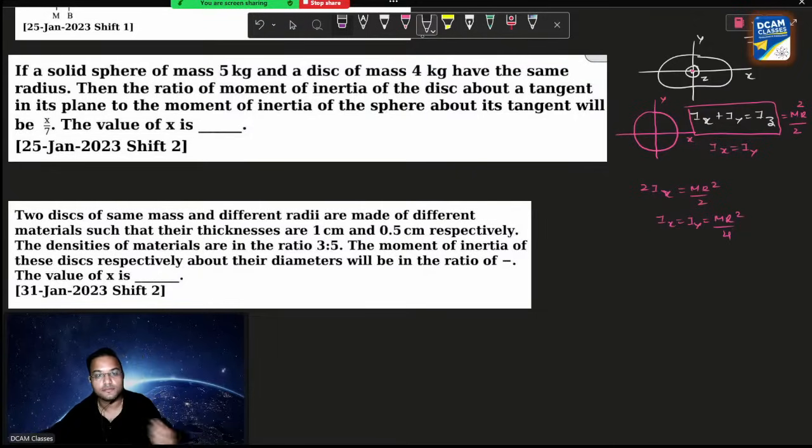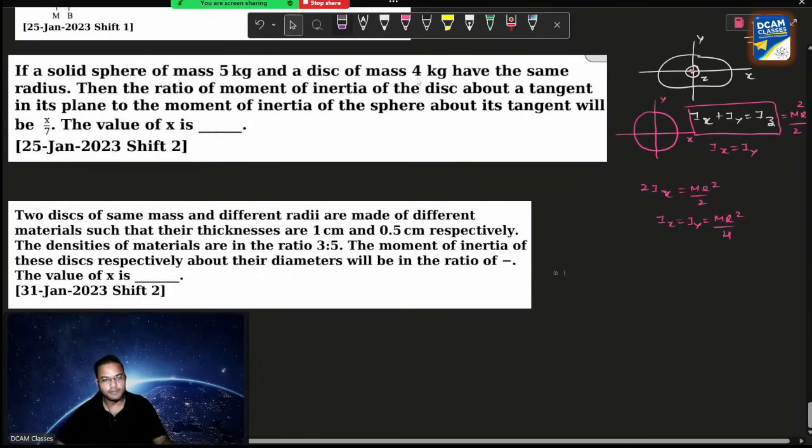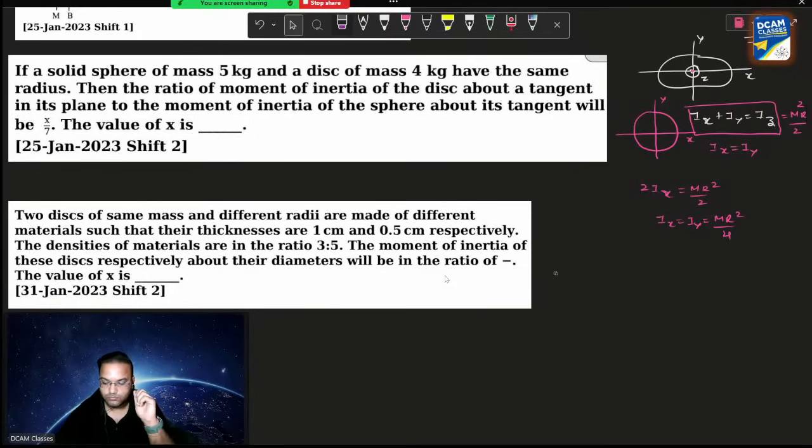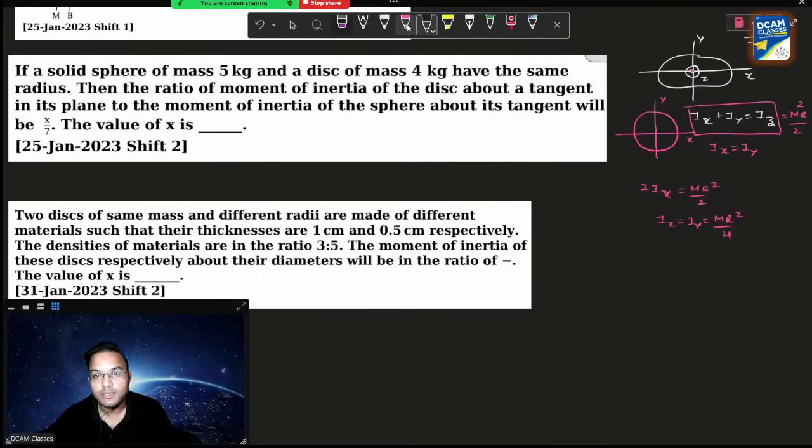Is the question incomplete? The last line, they've given a blank, but they've asked the value. Diameter will be in the ratio of... Wait. What they meant, it should be diameter is in the ratio of x by 6. You have to find the value of x then.